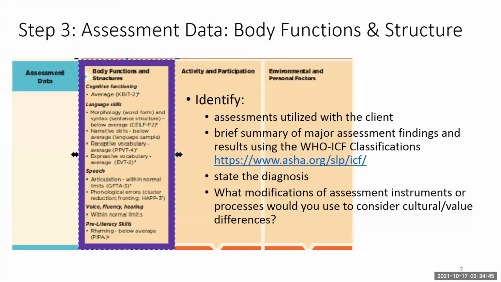Step 3, assessment data, body functions and structure. In this first column on the model, you can see that in this place, a lot of the standardized assessment as well as observational assessments go. In their example, they show a test of morphology, narrative skills, receptive vocabulary, expressive vocabulary, articulation, voice, fluency, and literacy skills.